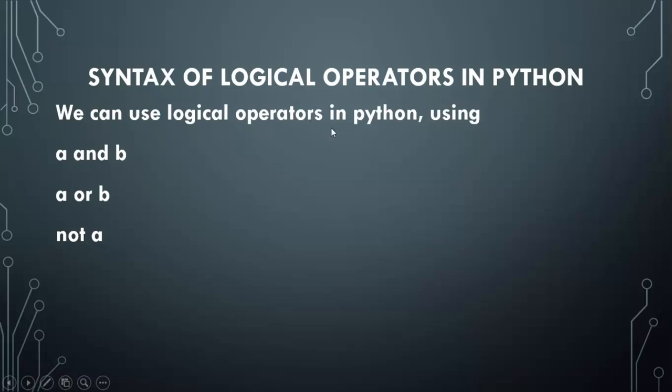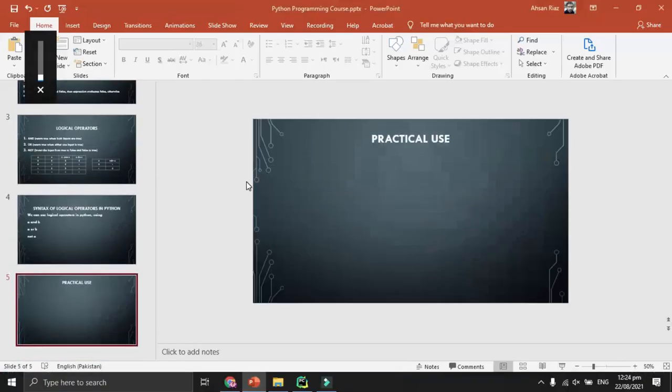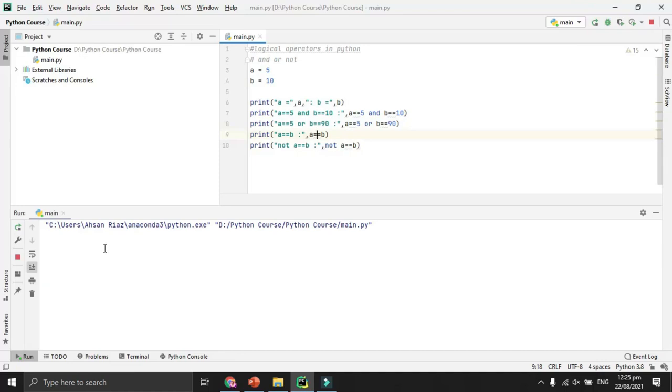How to use logical operator in Python? This is syntax. We write and, or, not. These are keywords in Python. Let's practically use these logical operators in Python. I have already opened my PyCharm and written some testing code for these logical operators. For example, I assign some values A and B and perform logical operators and, or and not. Let's run this program.